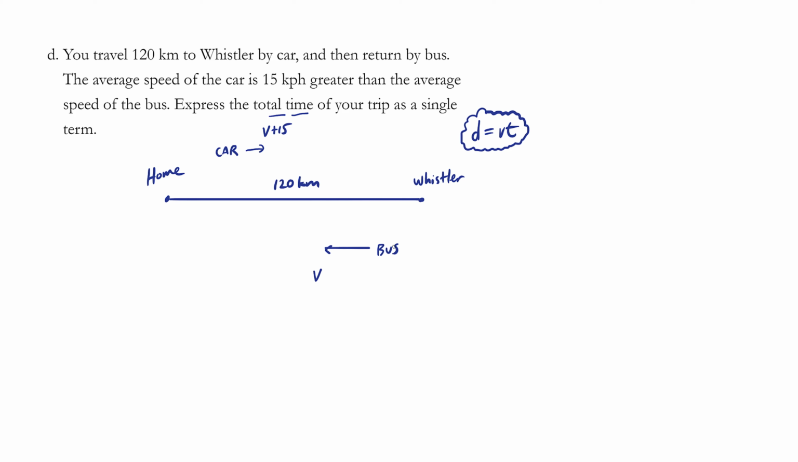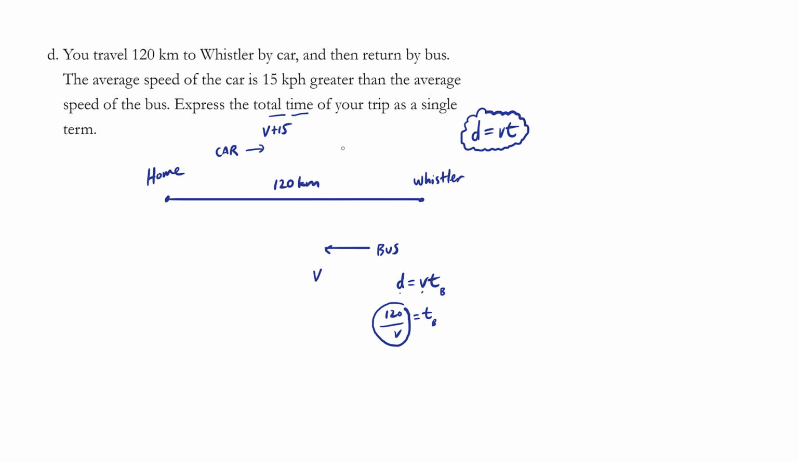So for the bus, we're interested in the time of the bus. Distance equals velocity times time, and we're talking about the time of the bus. The time of the bus is going to be the distance, which is 120, divided by v, which is the velocity of the bus. So we found this portion of time going back home.